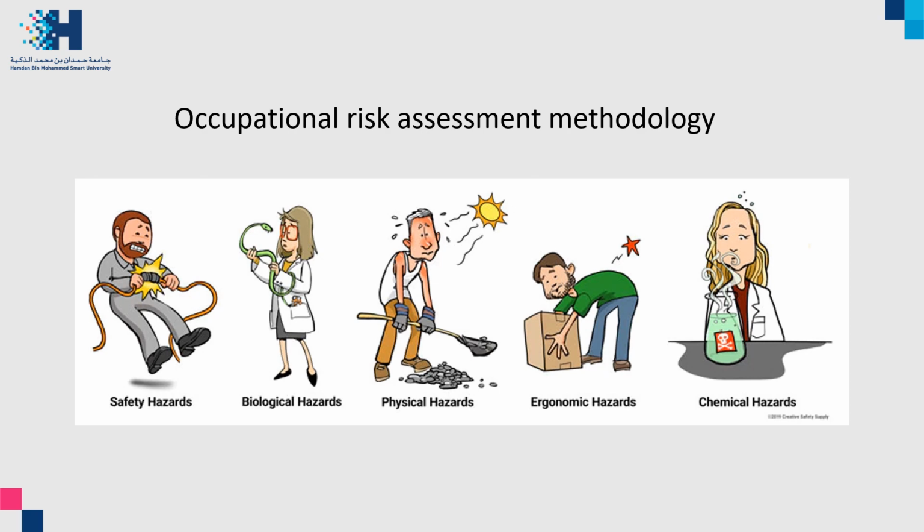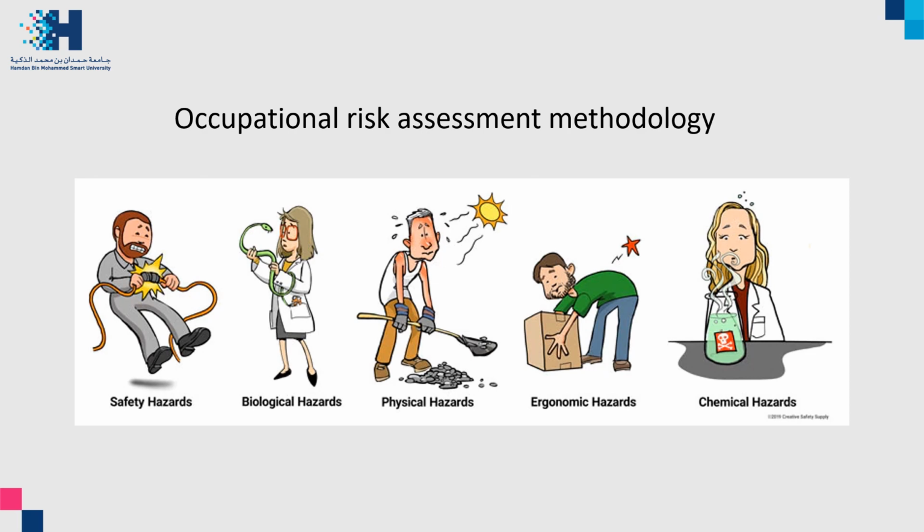Ergonomic hazards. These are hazards that can cause harm to workers through repetitive or awkward motions, poor posture, or other ergonomic factors. Examples of ergonomic hazards in the workplace can include lifting heavy objects, working at poorly designed workstations, or performing repetitive tasks.